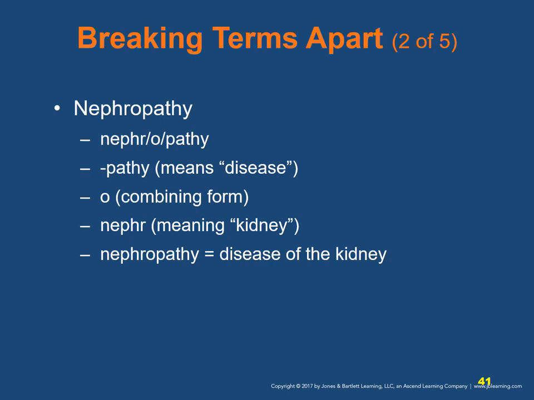Neuropathy. Pathy is a suffix meaning disease. O is the combining form. Nephr is a word root meaning kidney. Again, nephr is a word root meaning kidney. So nephropathy means disease of the kidney.